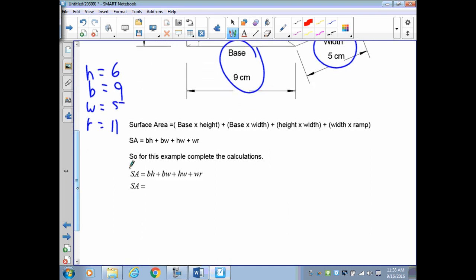This is the formula. Surface area is base times height plus base times width plus height times width plus width times ramp. So then just substitute the numbers in. Be very careful you don't mess it up.